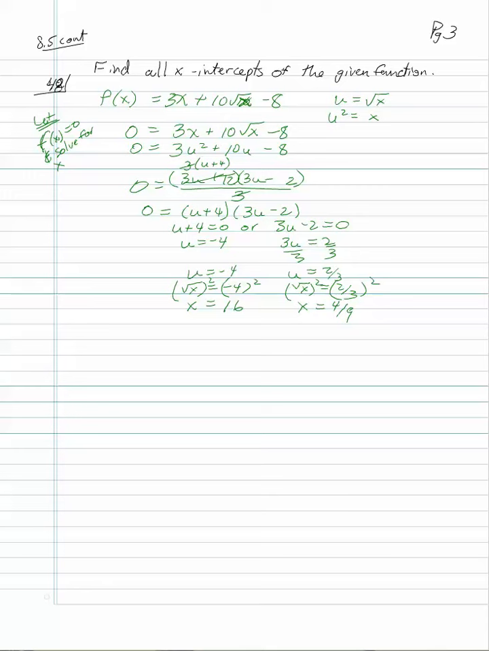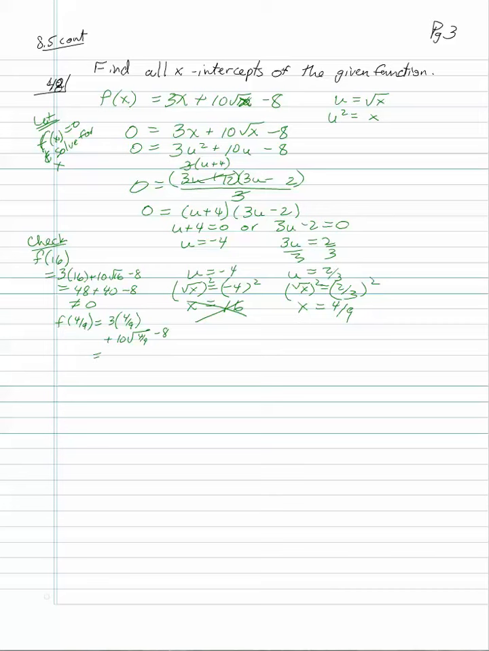And then we just have to check in the original problem that this gives us 0, because we squared both sides. So if we check f of 16, we want to make sure we get 0. So let's see, 3 times 16 plus 10 times square root of 16 minus 8, which is 48 plus 40 minus 8, which is not 0. So that one's no good. Then we check the 4/9. 3 times 4/9 plus 10 times square root of 4/9 minus 8.